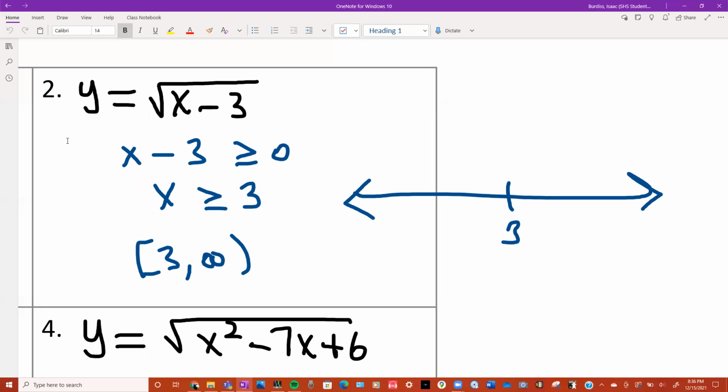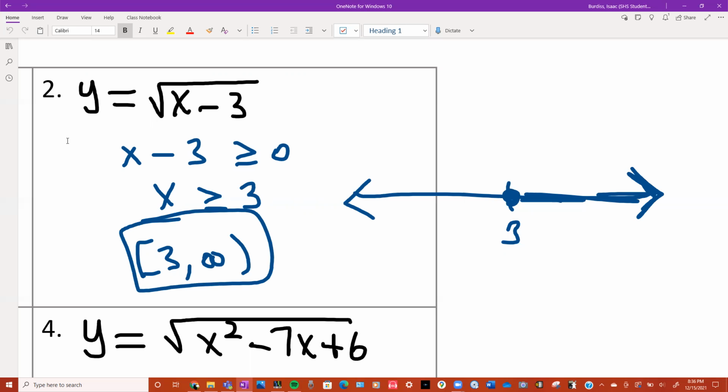If it's greater than or equal to, then it's going to be a closed dot because it includes it. That's why we had the bracket there. And then to infinity would be like that. All right. That one, luckily I could fit on there.